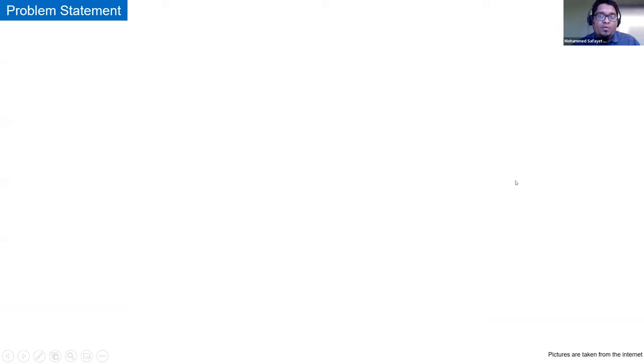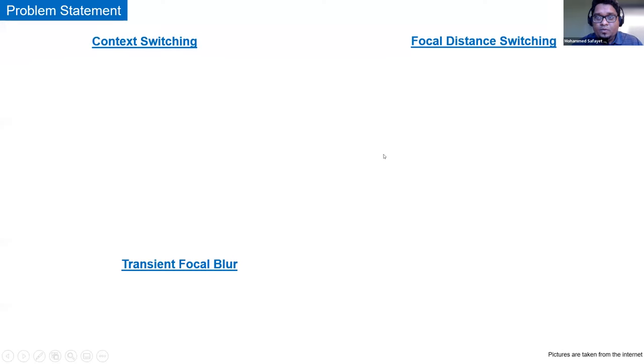And let's start with the problem statement. So we all know that in optical see-through augmented reality systems, information is distributed between the real and virtual information. And sometimes it appears at different distances from the user. Therefore, it brings three AR interface design issues: context switching, focal distance switching, and transient focal blur.